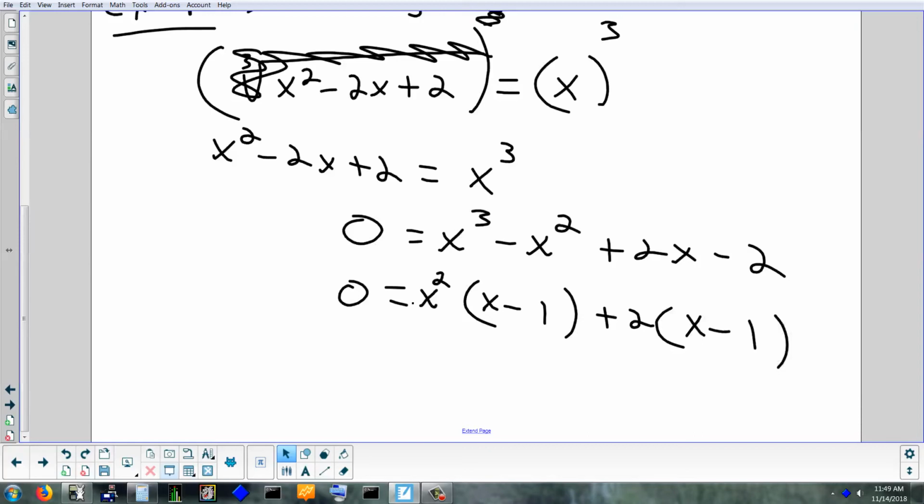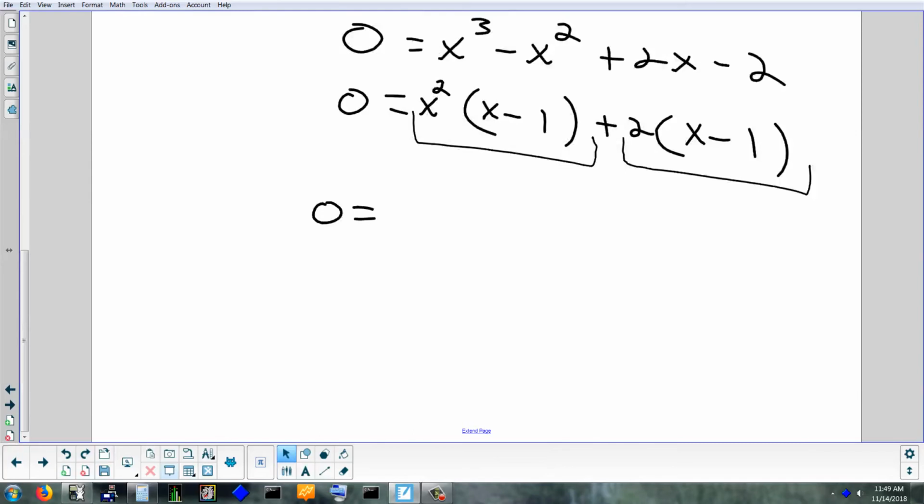So now we look at that term and that term and look at what they both have in common. They both have the x minus 1. All right, so I'm going to factor that out. If I pull x minus 1 out of the first term, what's the only thing that's left in the first term? X squared. So you write that down, and you have a plus sign. And what if you take the x minus 1 out of the second term? What's the only thing that's left? 2.